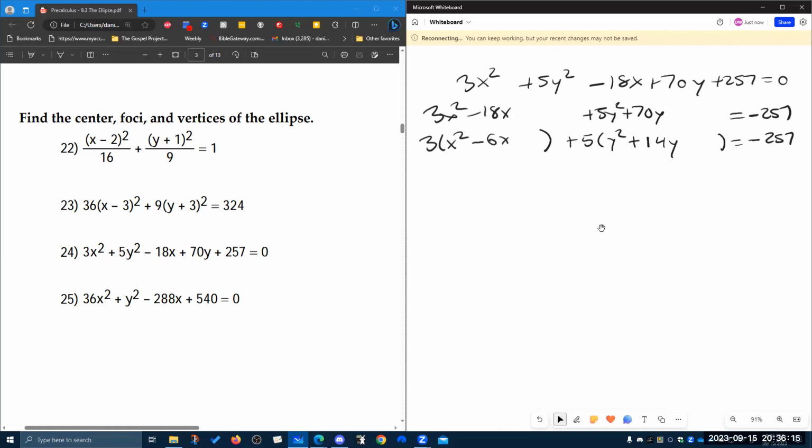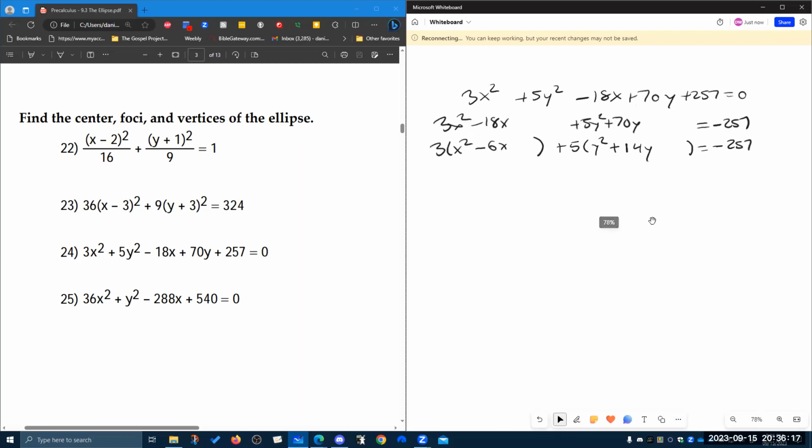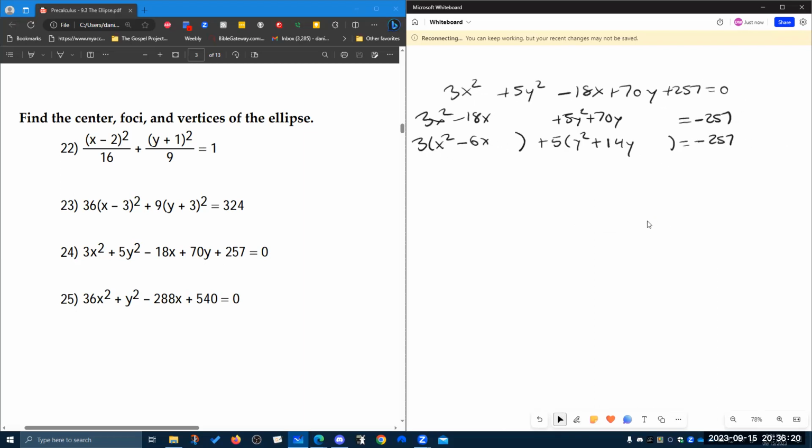I haven't left myself a lot of space here to write what my numbers are going to be on the right-hand side, so I'm going to zoom out a little bit. Half of -6 is -3, and -3 squared is 9. I added 3 times 9, which is 27, so I'm going to add that on the right. Half of 14 is 7. 7 squared is 49, and if I multiply by 5, that's 245.